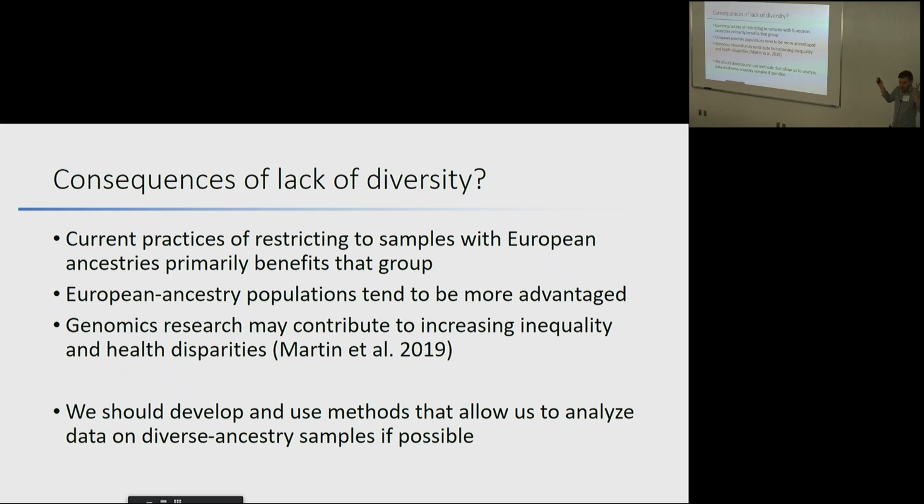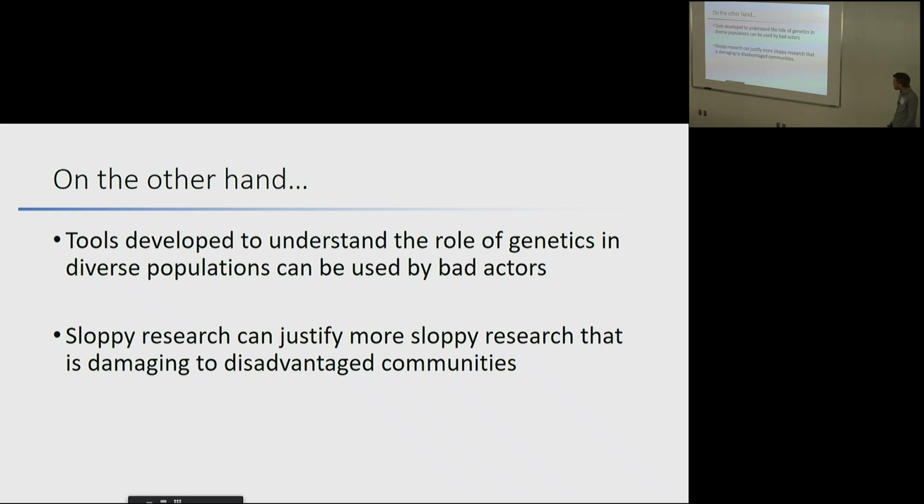As a result, I think there's an urgent need for us to develop and use methods that allow us to use data in diverse ancestry samples, if that's possible. On the other hand, if we develop tools that allow us to study genetics in diverse populations, those tools can also be used by bad actors or maybe naive people who don't understand what they're doing.